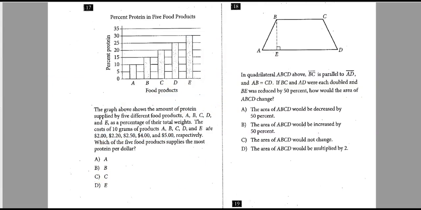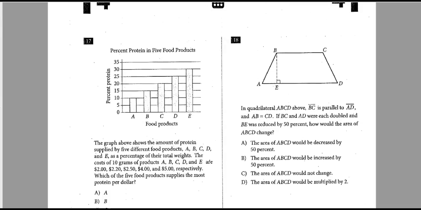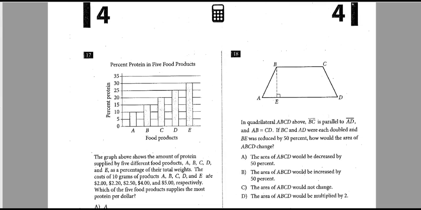Let's go to number 18. So I'll give myself some room to work. So we have a trapezoid. It looks like a trapezoid, quadrilateral above. BC is parallel to AD, so yeah, it's a trapezoid. The two sides are congruent, so it's isosceles. If BC and AD were each doubled, and BE, which is the height, was reduced by 50%, or chopped in half, how would the area change?